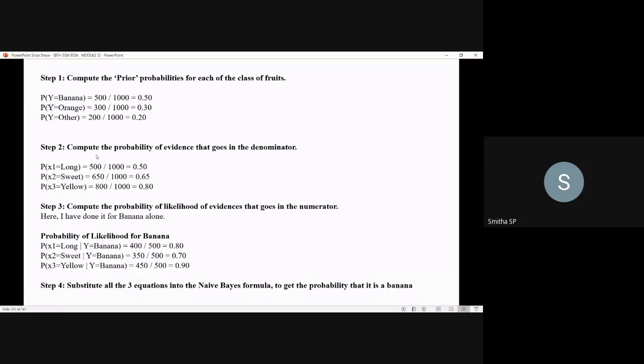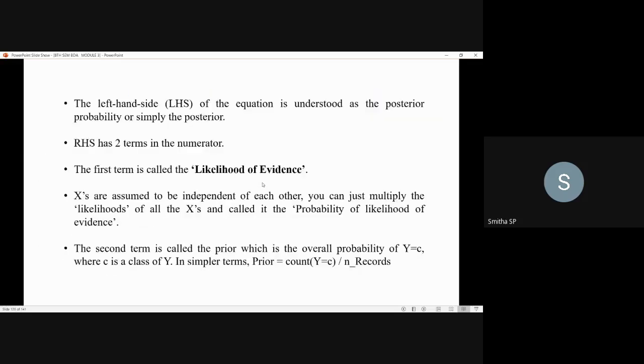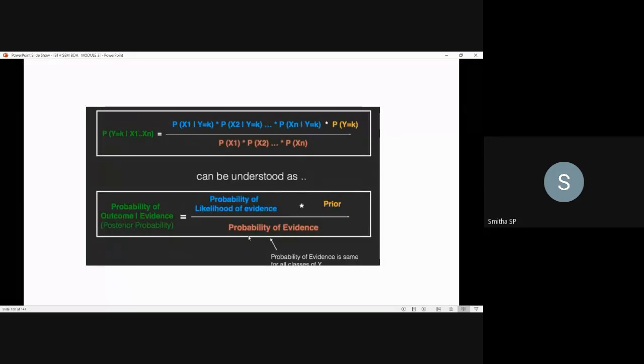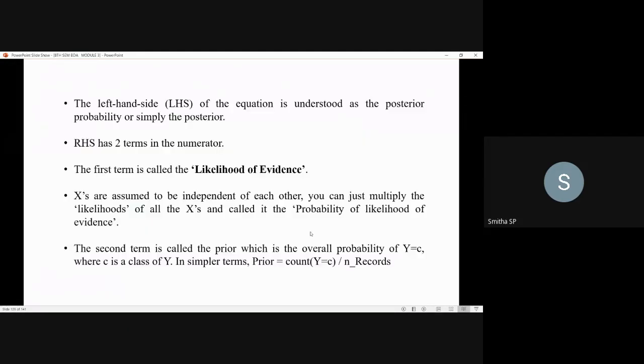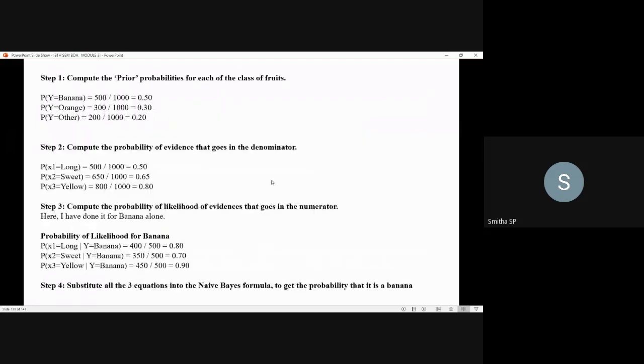In the next step, you have to compute the probabilities for the x variables. That is the computation of the probability of evidence, which is in the denominator. In the formula, you can see the denominator has this probability of evidence. Now you have to calculate this probability of evidence. For that, you need to calculate the probabilities of the x variables. What are the x variables? They are nothing but the features you have to predict the y variable. What features have they given here? Long, sweet and yellow. These are considered the x variables.